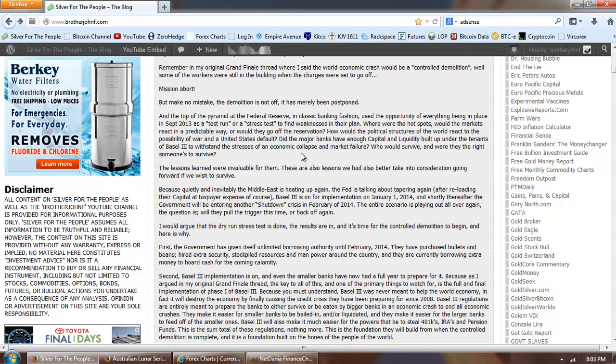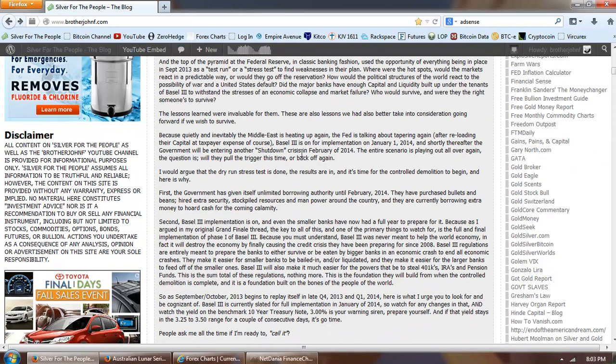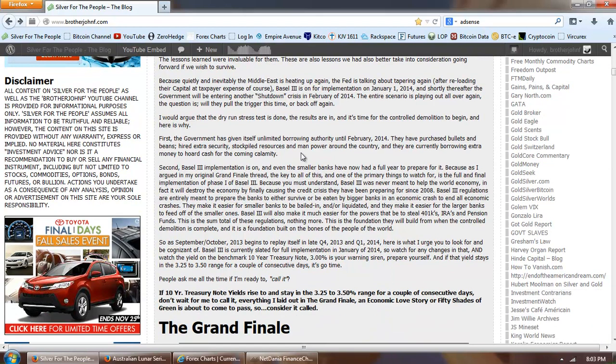Did the major banks have enough capital and liquidity built up under the tenets of Basel III to withstand the stresses of an economic collapse and market failure? Who would survive, and were they the right someones to survive? The lessons learned were invaluable for them. These are also lessons we had also better take into consideration going forward if we wish to survive.